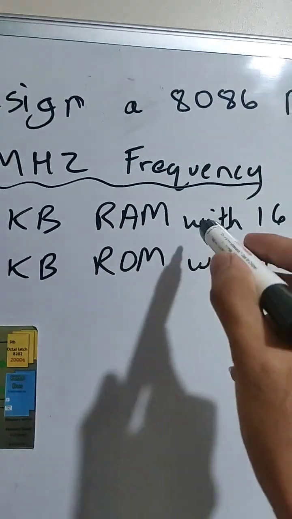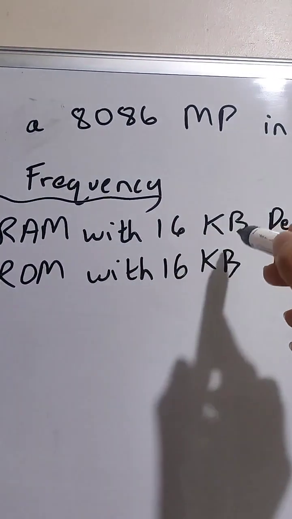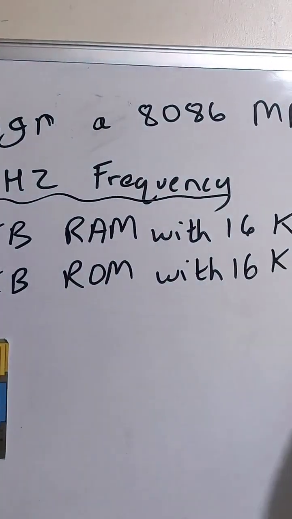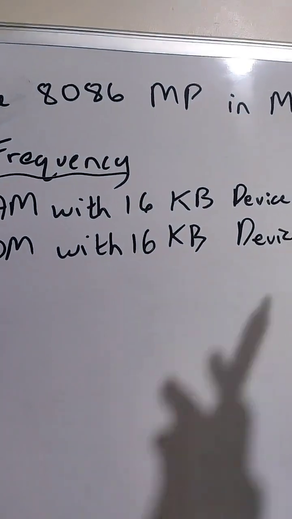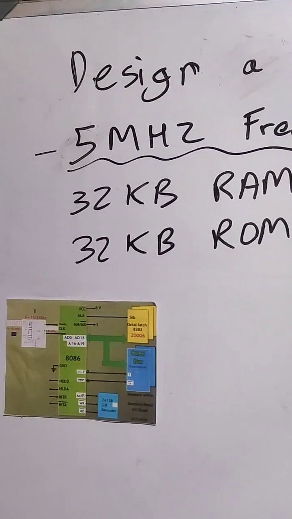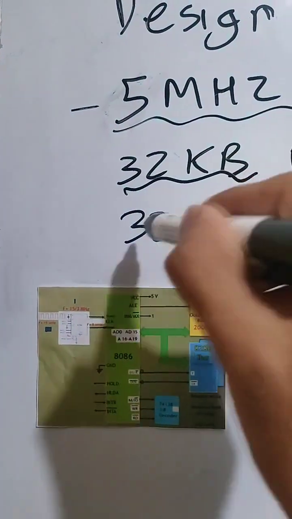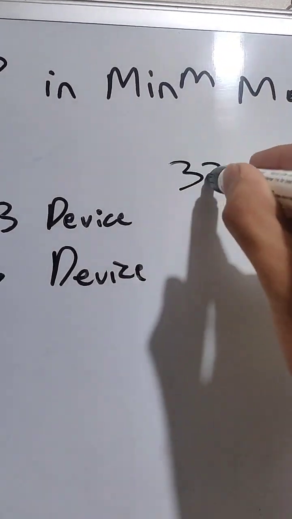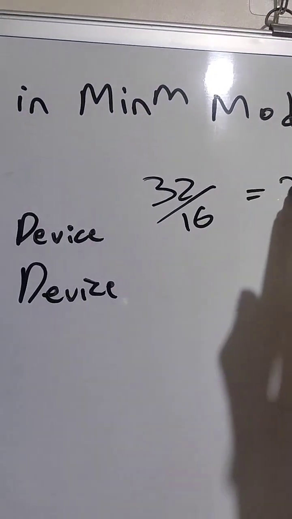Then it should have 32 KB RAM, and we have available 16 KB devices. As in, we have 16 KB RAM sticks available and 16 KB ROM sticks available. Okay, and a total of 32 KB of each is needed. So we'll need two sticks now. Like, 32 divided by 16 gives us 2.